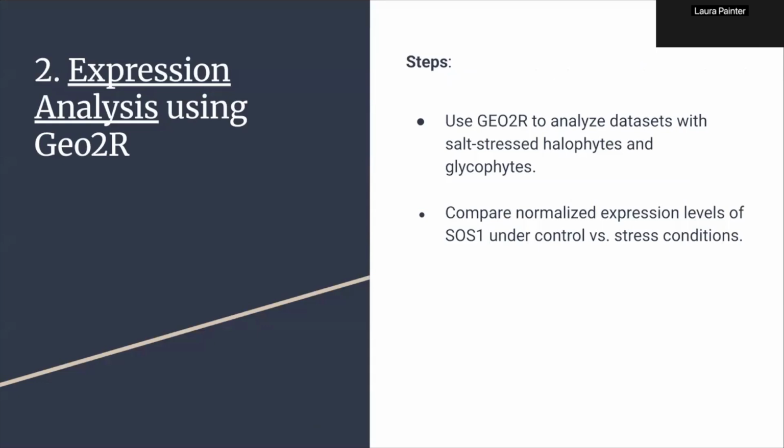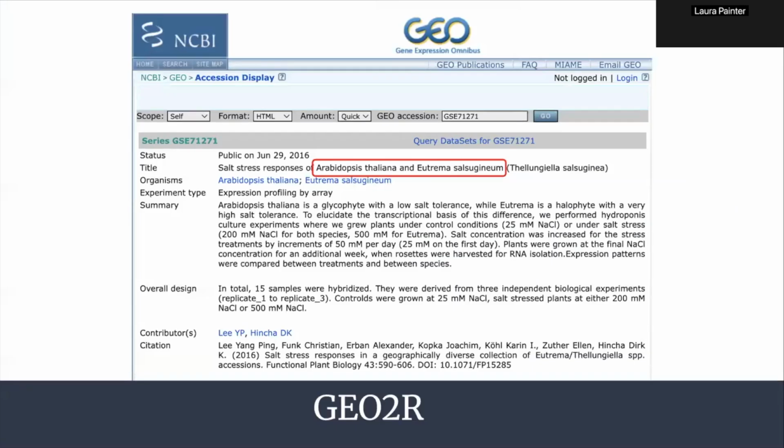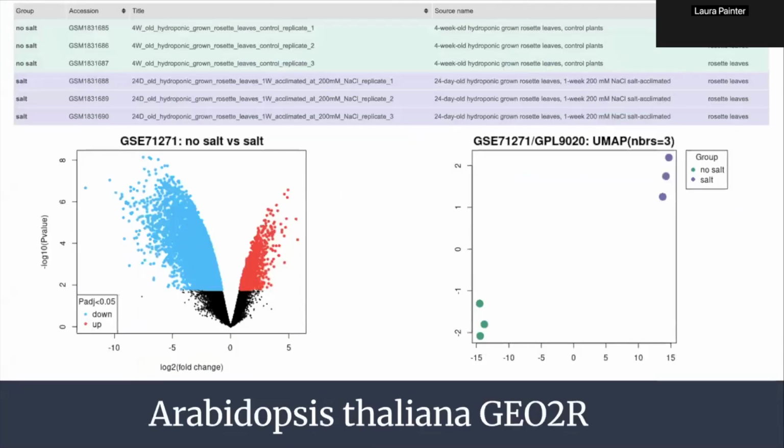Next, I looked at expression analysis using GO2R. For the expression side of the study, I wanted to look at plants under salt stress versus control conditions. This was applied to both Arabidopsis and Eutrema using publicly available data sets. The goal was to see whether SOS1 was differentially expressed in response to salt treatments. So here is the data set that I used, in which both species are in fresh and saline conditions.